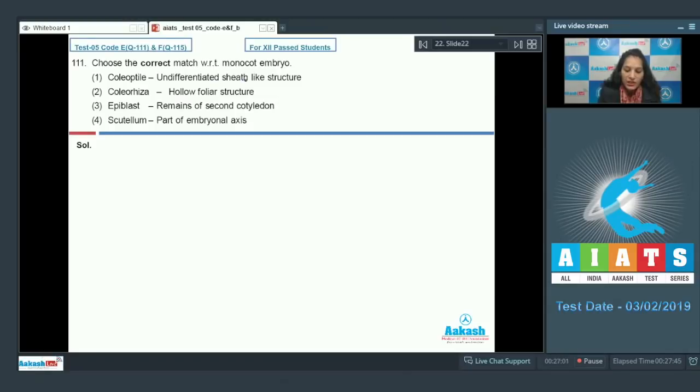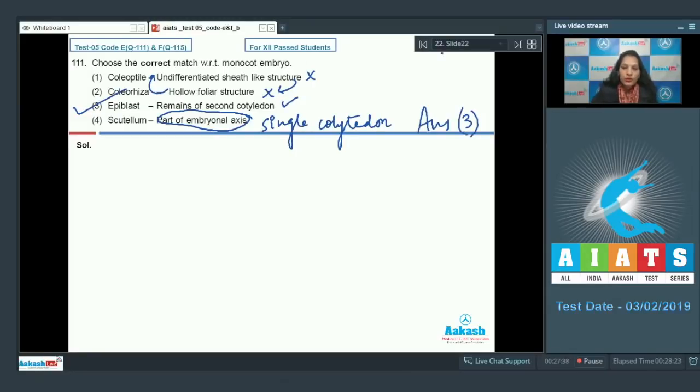Coleoptile, undifferentiated sheath-like structure. No, it is true for coleorhiza. Coleorhiza, holofoliar structure. No, it is true for coleoptile. So you can reverse both of them. Epiblast, remains of second cotyledon. True. Scutellum, part of embryonal axis. No, scutellum is the single cotyledon in the monocot. So the correct option for the given question is option number 3. Let's move on to the next question.